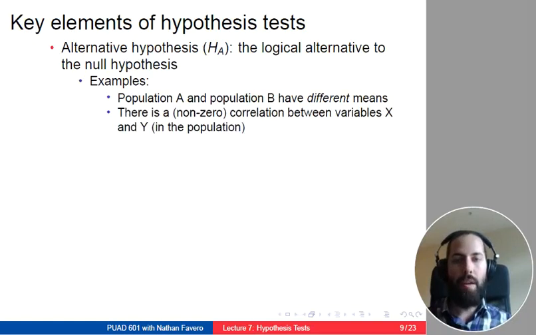Similarly, if we're talking about correlations, we had a null hypothesis, the correlation in the population between X and Y is 0. Here we would say, as an alternative hypothesis to that, there is a non-zero correlation. In other words, there is some correlation. It might be positive, it might be negative, but there's some correlation between those two variables.